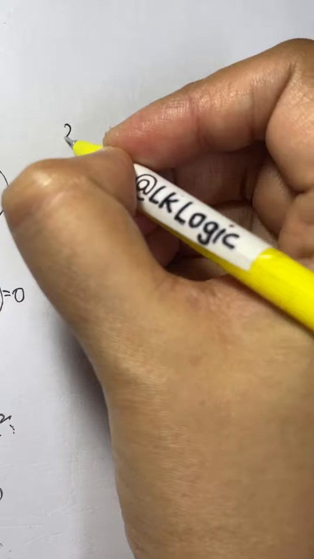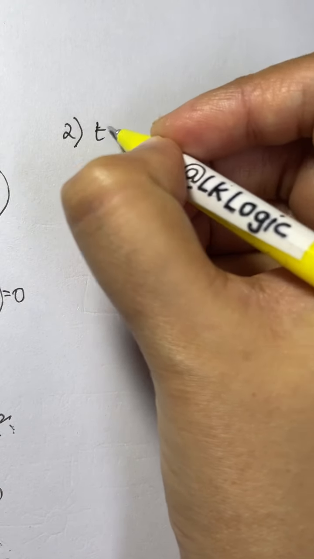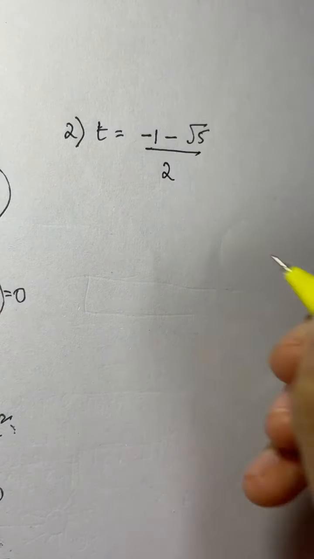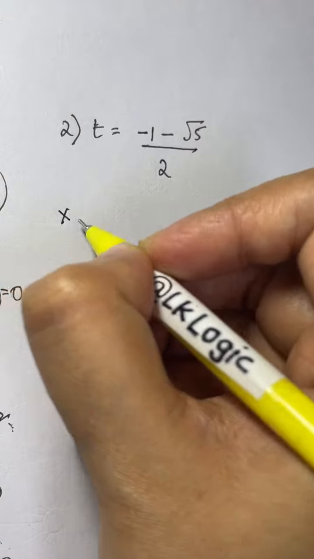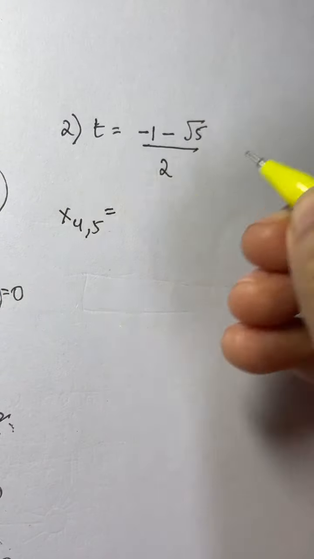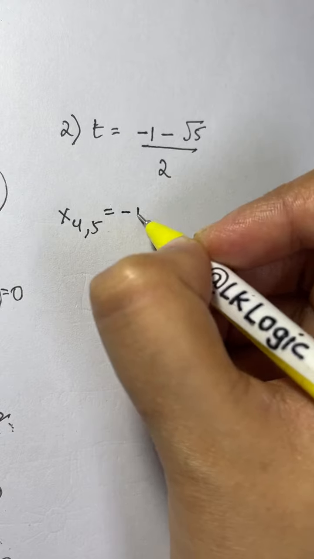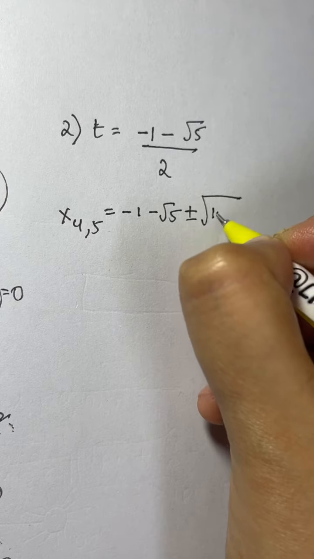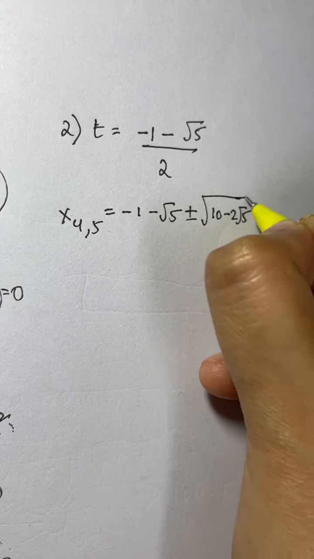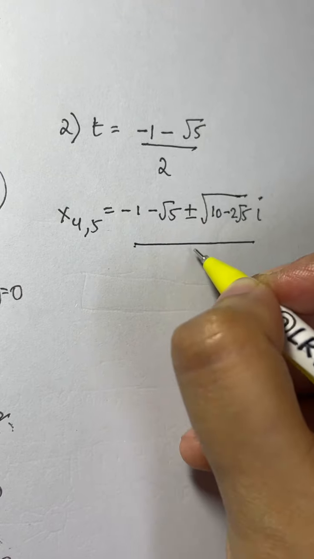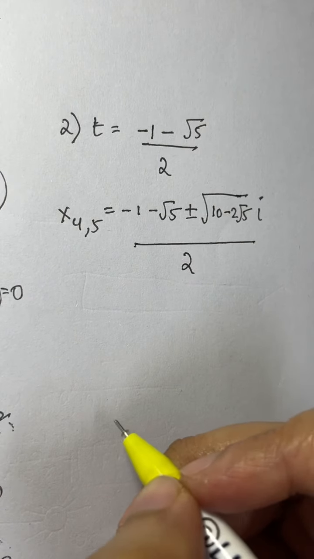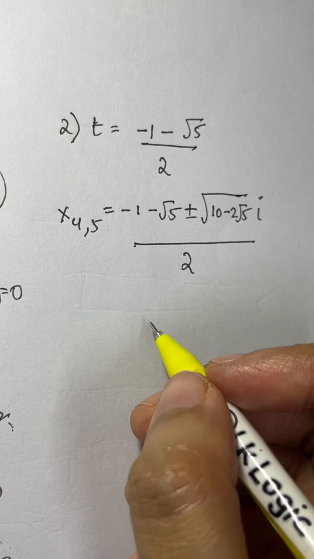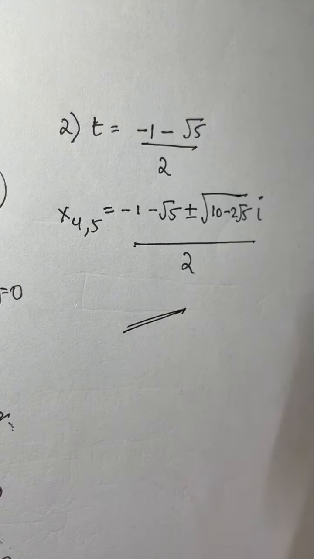Case number 2, when you have t equal to negative 1 minus square root of 5 over 2. So now you'll get the fourth and fifth values by substituting it into the quadratic formula. That's negative 1 minus root 5 plus or minus square root of 10 minus 2 root 5 i, over 2. So you have 4 imaginary solutions and 1 real solution for this equation.